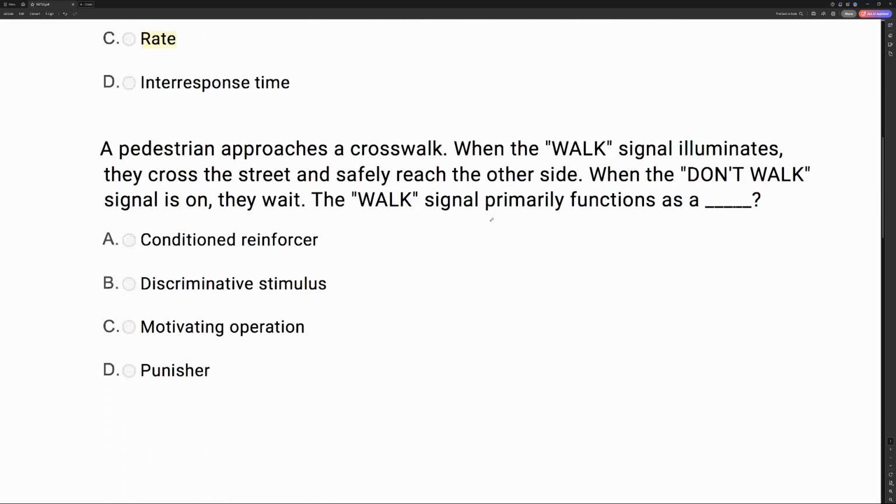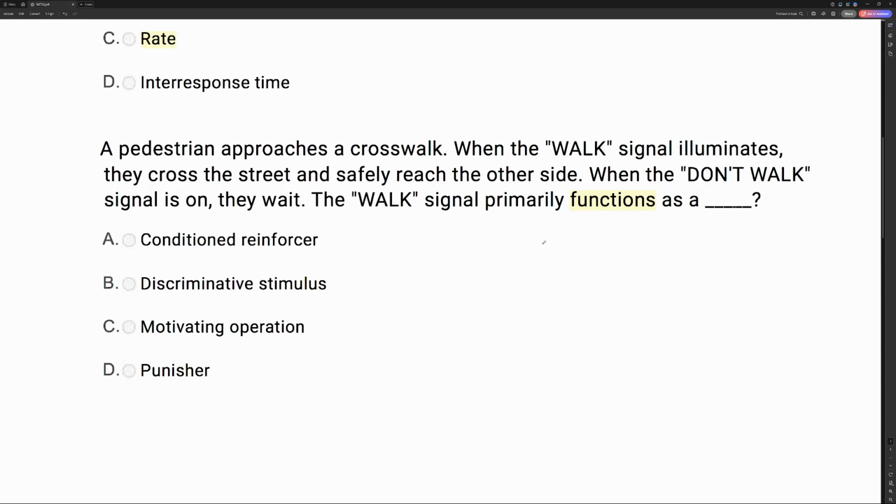A pedestrian approaches a crosswalk. When the walk sign illuminates, they cross the street and safely reach the other side. When the don't walk signal is on, they wait. The walk signal primarily functions as a what? All right, so when we talk about the function of a piece of our contingency, which is ABC, antecedent, behavior, consequence, we need to remember what each piece stands for, right? So let's just quickly review. If we're talking about reinforcement and punishment, we're talking about the consequences of the behavior.